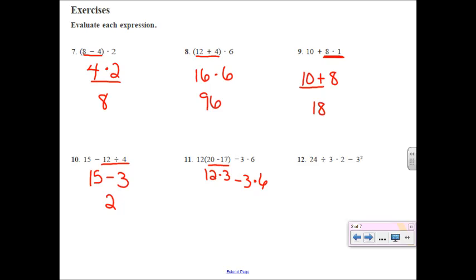Once I have that done, I look for exponents, and I don't have any, so then I move on to multiplication and division. So 12 times 3 gives me 36. 3 times 6 gives me 18, and it's still minus in between those two. 36 minus 18. After I'm done with my multiplication, I move on to addition, subtraction, so I come up with 18.